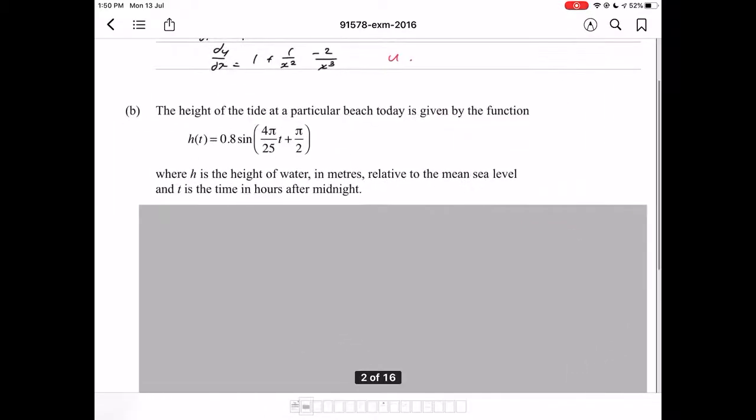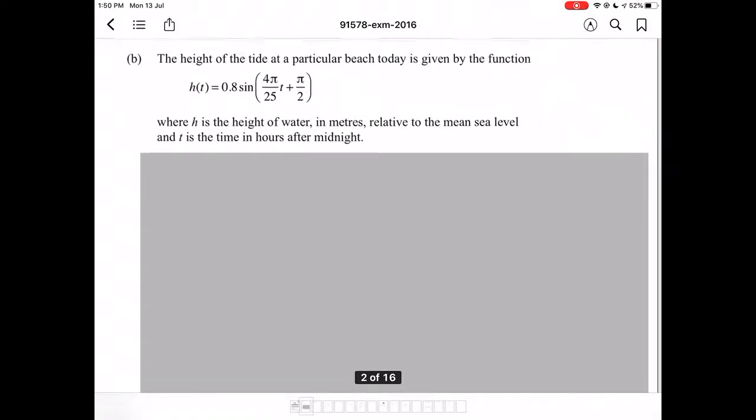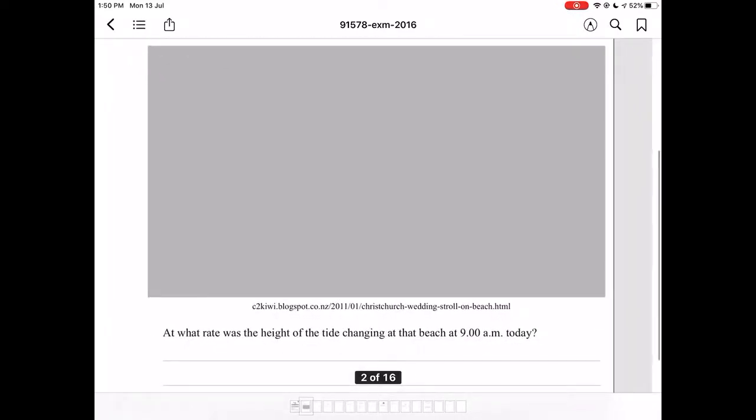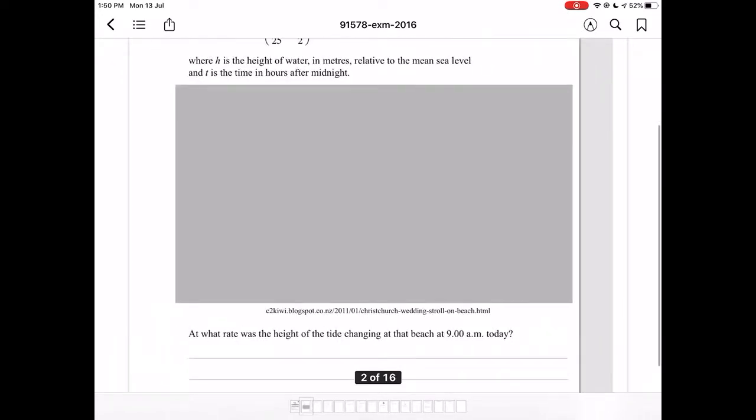Question B. The height of a tide at a particular beach today is given by the function h of t equals 0.8 sine of bracket 4 pi over 25 times t plus pi over 2. H is the height of water relative to the mean sea level, and t is the time in hours after midnight. At what rate was the height of the tide changing at the beach at 9 a.m. today?